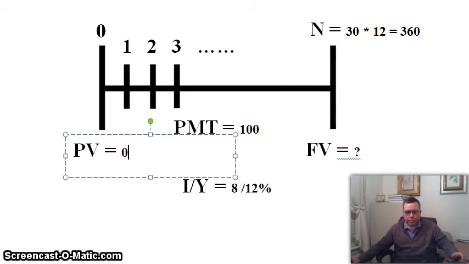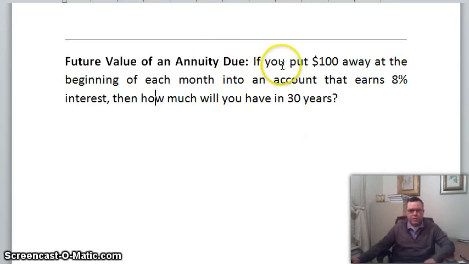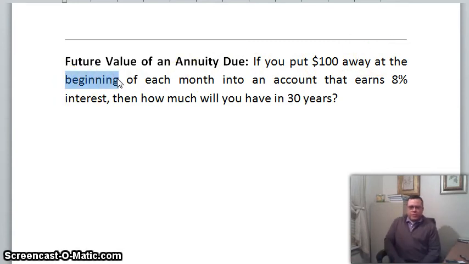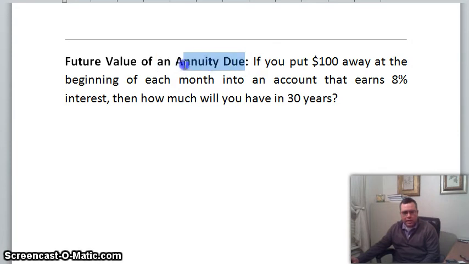If I go back to the problem, it says you put $100 away at the beginning of each month. That's key, is that there's 2 types of annuities. There's what's called an ordinary annuity and an annuity due. This one specifically says it's an annuity due. Annuity dues are paid at the beginning of the month. Ordinary annuities are paid at the end of the month. It just depends on the context of the problem.